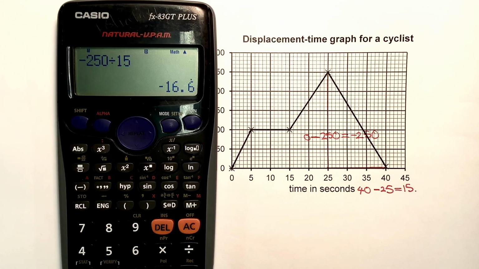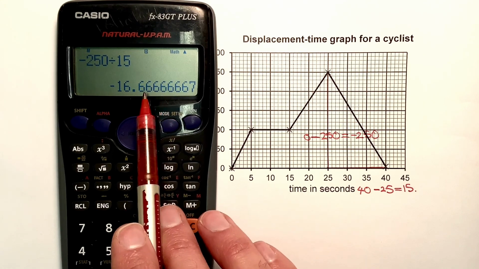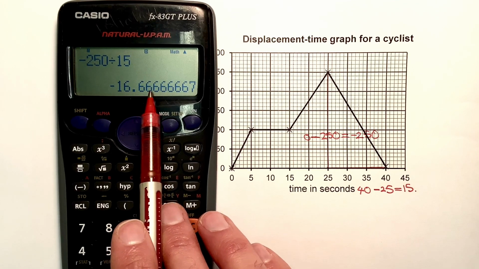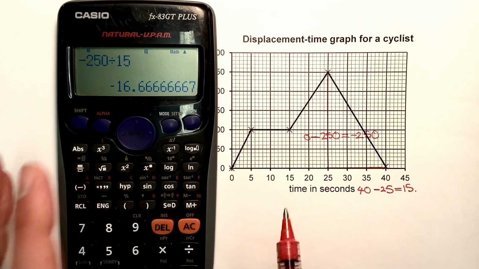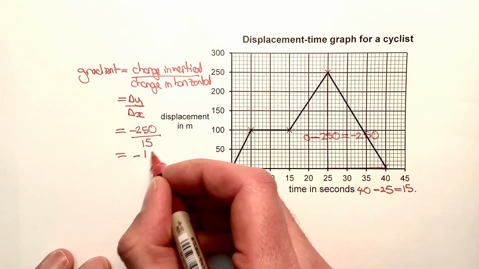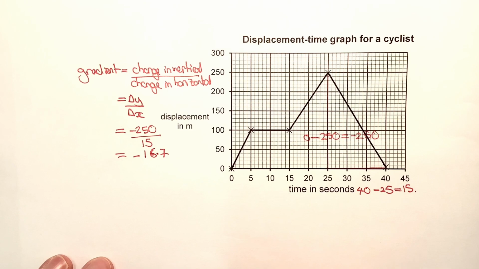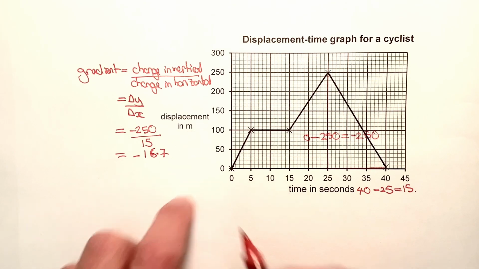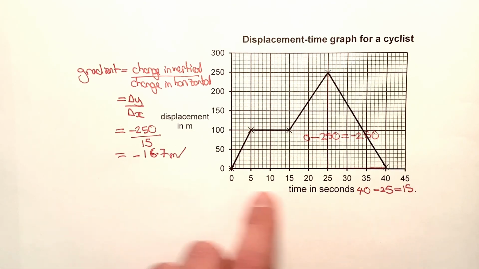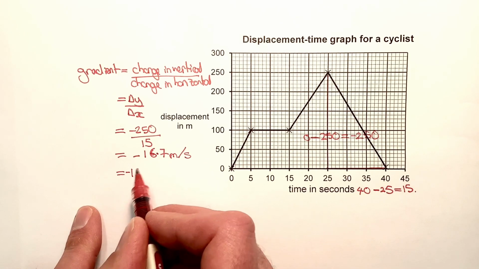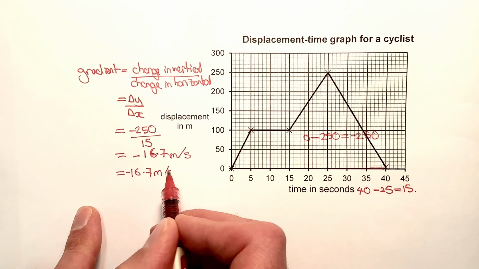And we don't want that either. So I'm going to press S to D again, which gives it me as a recurring decimal. And I'm going to round that to 16.7, because the first digit I'm discarding, this one, is bigger than 5. So that will give me minus 16.7. And to get the units, I'm going to look at meters on the vertical divided by seconds on the horizontal, which gives me minus 16.7 meters per second.